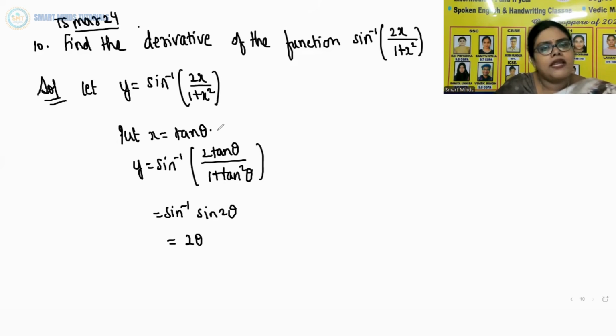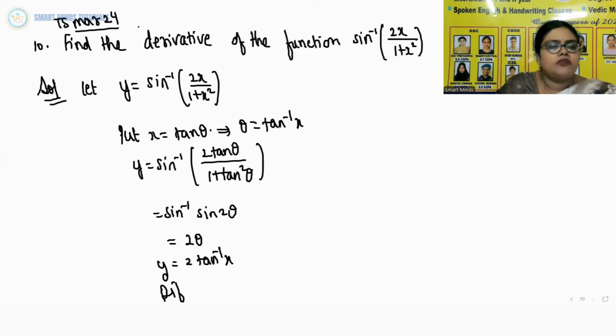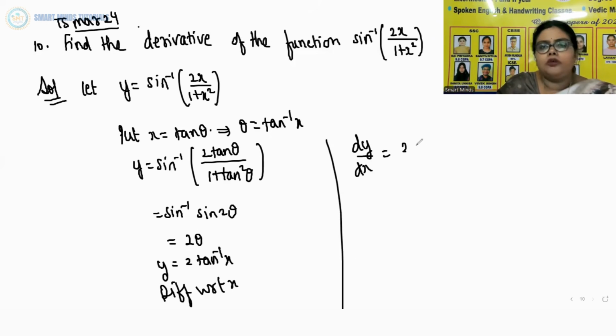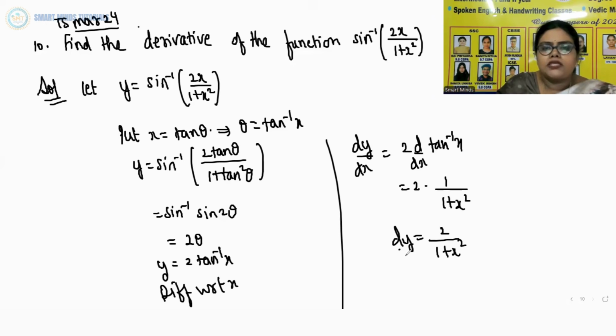Now here x is tan theta, so theta will be tan inverse of x. Now we will substitute theta as tan inverse x. So that is 2 tan inverse x. Now you differentiate with respect to x. So dy by dx is equal to 2 d by dx of tan inverse x. Now we know that the derivative of tan inverse x is 1 by 1 plus x square. That is 2 by 1 plus x square. This is dy by dx.